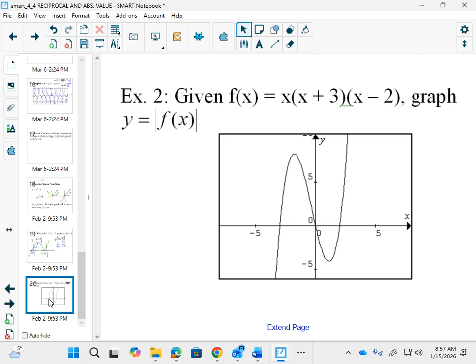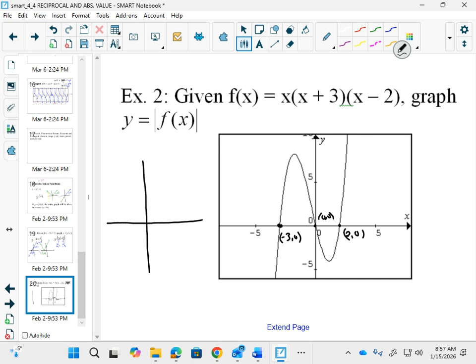So in factored form, you'd be able to say that I have an x-intercept here at (-3, 0), one at (0, 0), and this one at (2, 0). So right beside this, I'm going to graph those important points. When you do the absolute value, they will not change, because the absolute value will just take the parts where the graph is negative and flip it up.